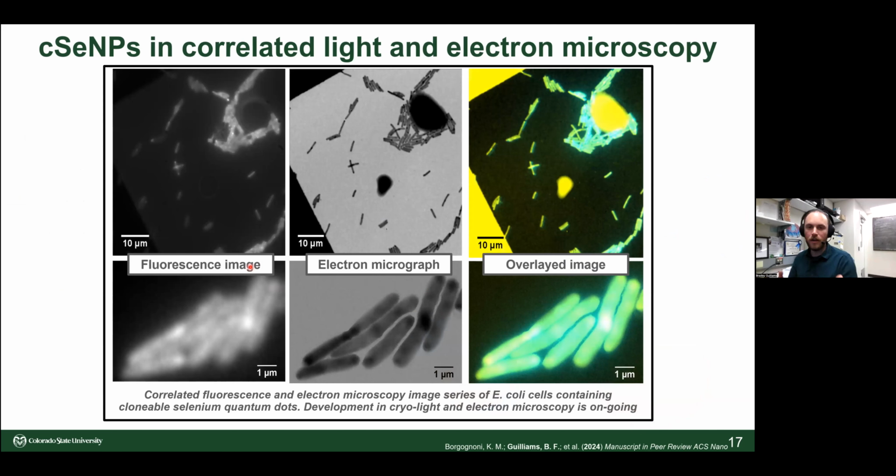So with a very crude correlative light electron microscopy experiment, I say crude in that we manually overlaid these images, these are E. coli cells expressing the clonable selenium nanoparticle, where we've made zinc selenide quantum dots, and they are localized at the pinch points of cells as anticipated and at the poles, again, as anticipated.